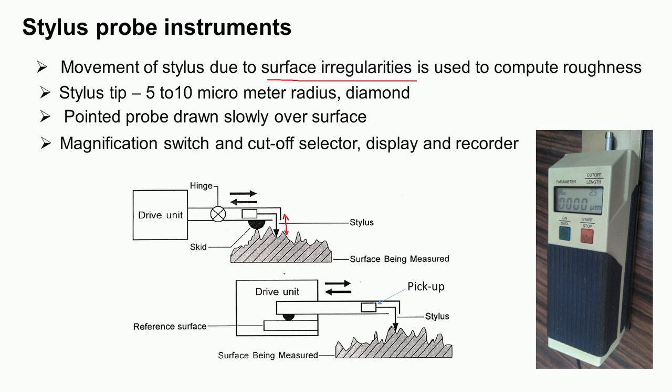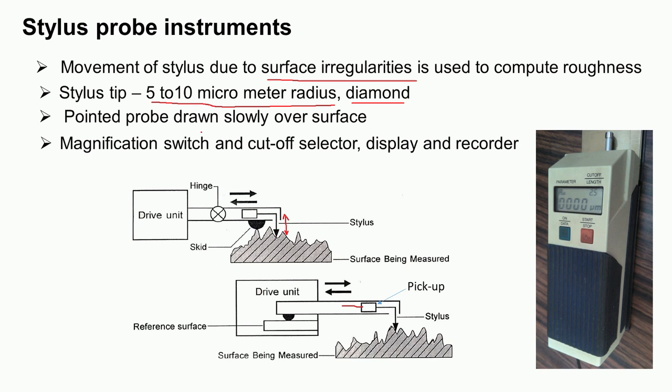Because of this up and down movement, here we have a pickup. The design and construction of this pickup we will study later. The stylus will move up and down, and the pickup will give the signal, which is sent to the computer for analysis purposes. This stylus tip has a very small radius of 5 to 10 micrometer, and normally it is made out of diamond material to resist wear.